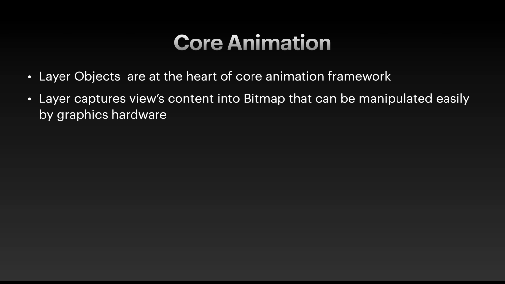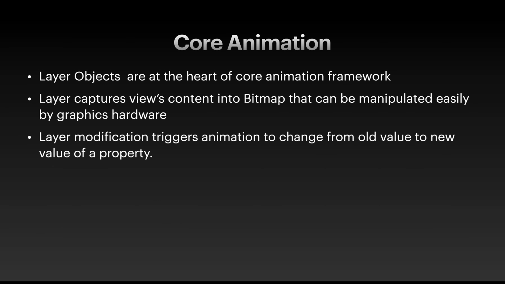It updates the presentation layer values, which actually render that view on the screen. The properties of the view currently displayed on the screen are reflected in the presentation layer of the Core Animation framework. So a layer modification triggers the animation to change from the old value to the new value of the property. When there is a change in the layer object, it triggers the animation, and that animation carries the state of the view and model object to the graphic hardware, which actually does the animation.